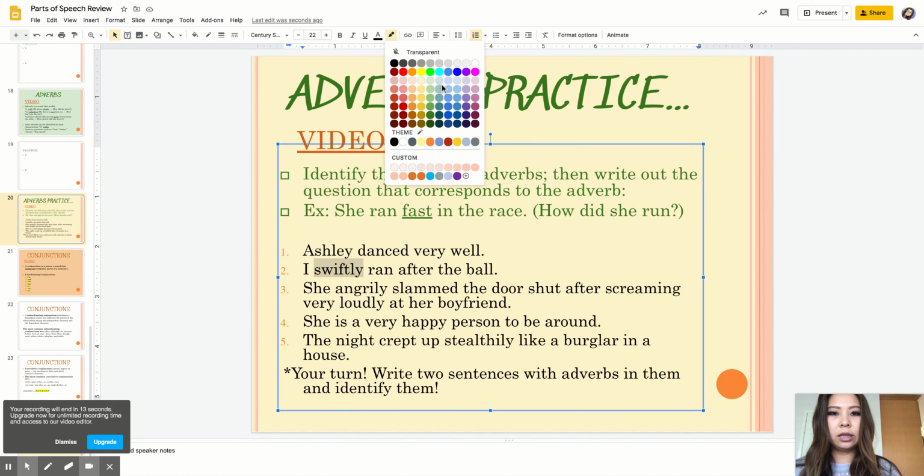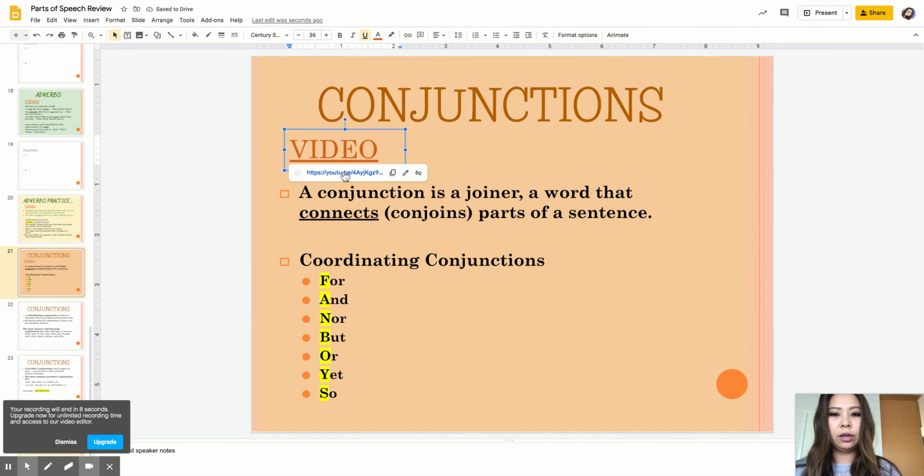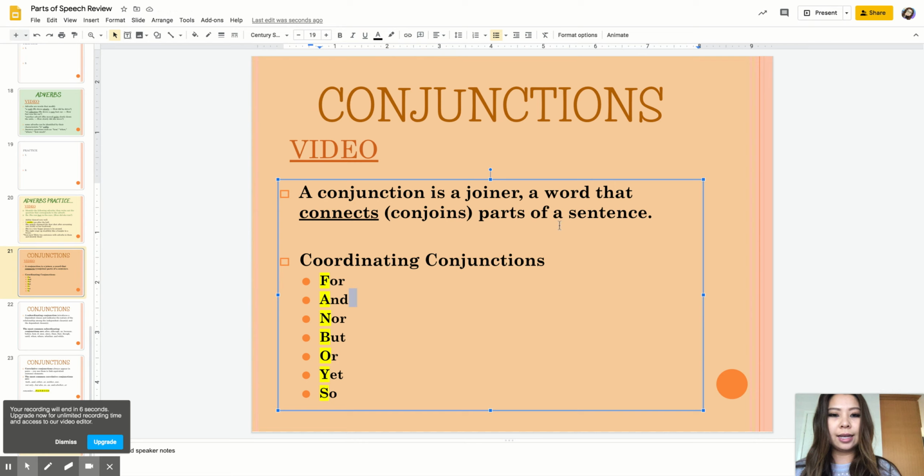And last but not least, do conjunction. Watch the conjunction video. Conjunctions are words that connect 2 sentences or two parts of sentences together.